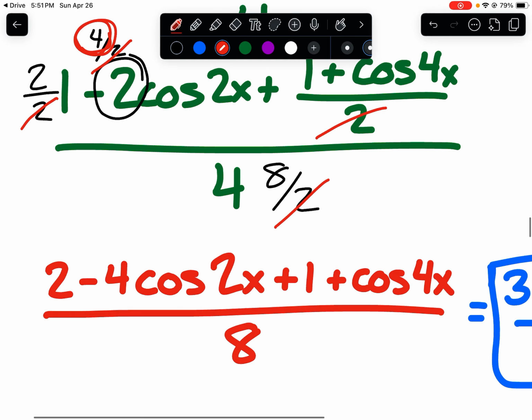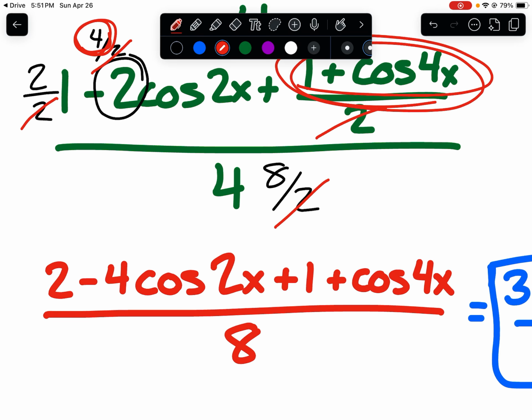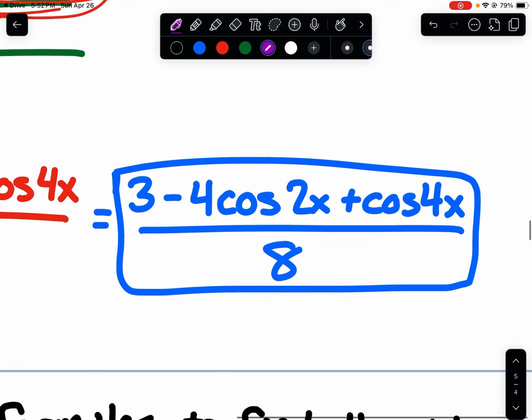And I'm going to end up with 2 minus 4 cosine 2x, plus I'll have the numerator as it's written, so just the 1 plus cosine 4x, all over 8, because I'm canceling that 2, so that 4 is turning into 8 over 2, and I just have the 8 left over. And then our last little thing here, the 2 and the 1 we could combine into a single term, and we would just get 3 minus 4 cosine 2x plus cosine 4x over 8.